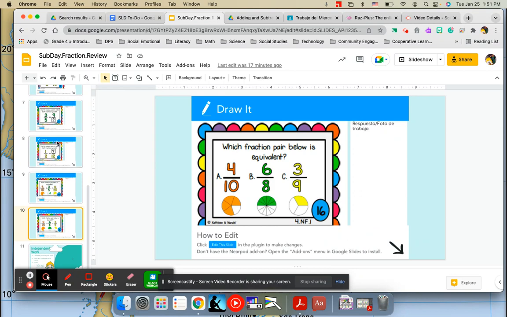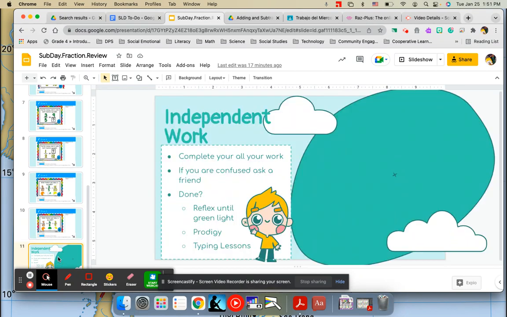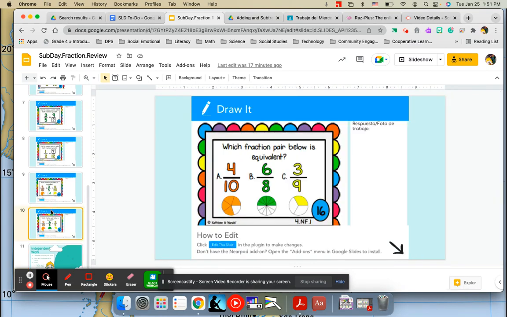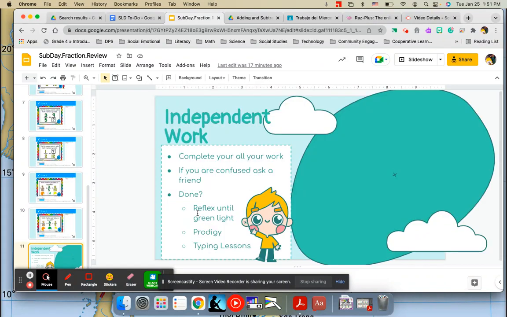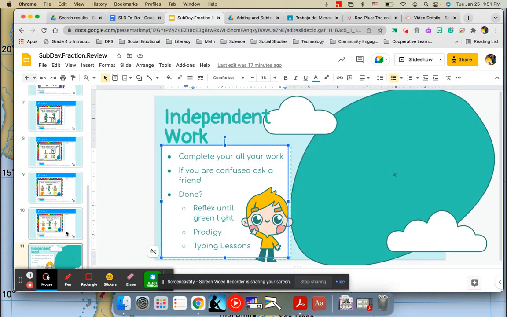All right, that's it. So that's your job for today. After this, there's no exit ticket or anything like that. So just making sure you get as much as you can. You have a lot today, so try to get as much as you can done today. I'll be checking it so I can see what we need to practice on, and then if you're done with everything, reflex until you hit the green light.